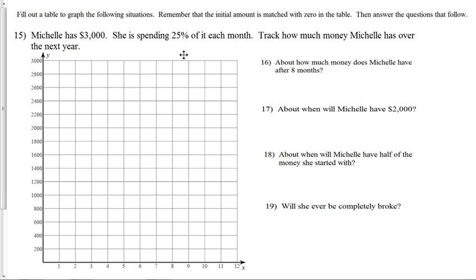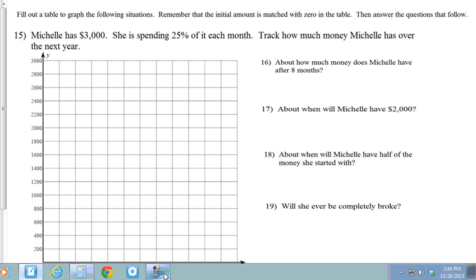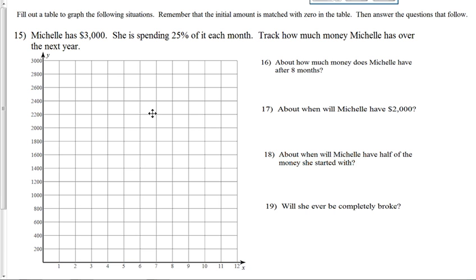So the first part of this has you doing the actual graph. So it says Michelle has $3,000. She's spending 25% of it each month. We're going to track how much she has over the next year, which is 12 months. So in order to do that, we need to make a table. So we're going to make a little table over here.